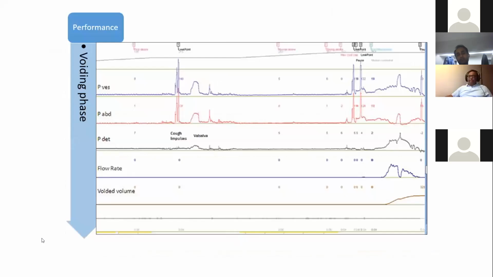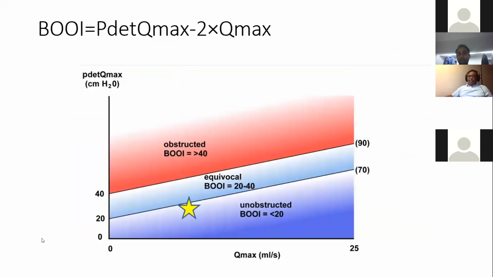The second part of the curve is the voiding phase. In the voiding phase, the two important things you need to look for are the detrusor pressures and the amount of flow. So this is basically a uroflowmetry test with the detrusor pressures added. Based on this test, you will find whether the patient has bladder outlet obstruction, which is measured in terms of the outlet obstruction index or the Abrams-Griffiths index, which is P at Qmax minus 2 Qmax, and the patient could be labeled anywhere between obstructed and unobstructed.